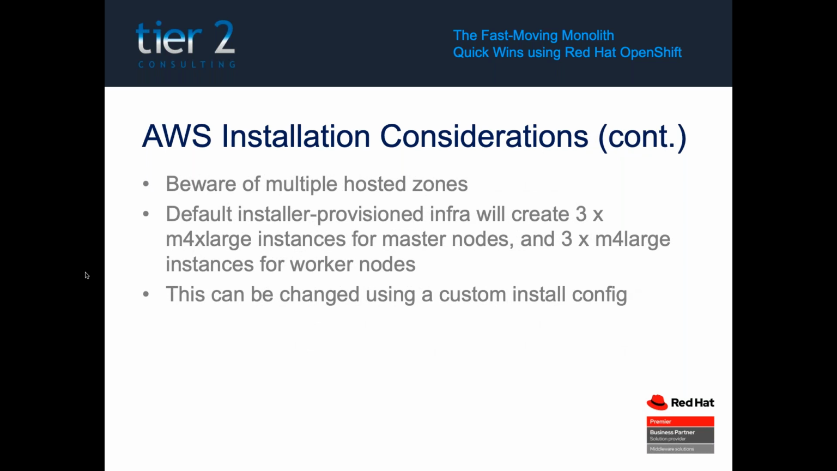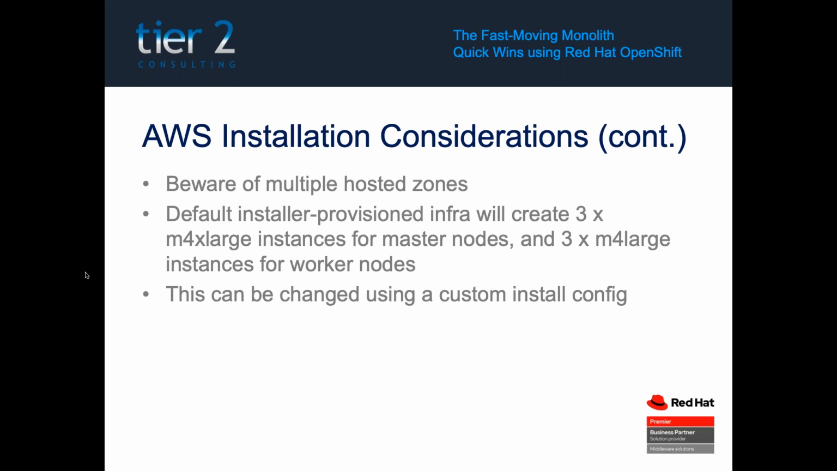Something else that I've fallen foul of previously is if you have multiple hosted zones in that domain, it can trip up the installer because it's kind of expecting you to only have one. So maybe something to just be a little bit careful about when you are doing your installation. Just make sure your AWS account or domain doesn't have multiple hosted zones, because you may find that the installer complains about that.